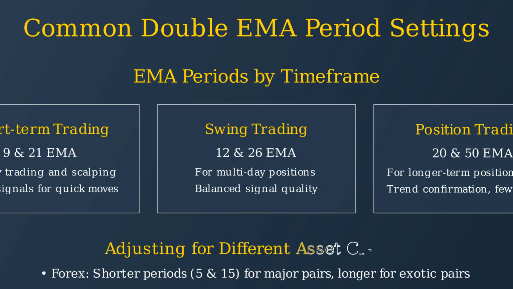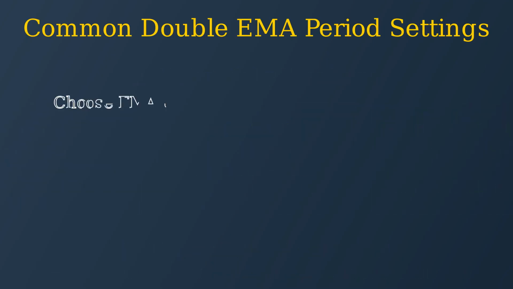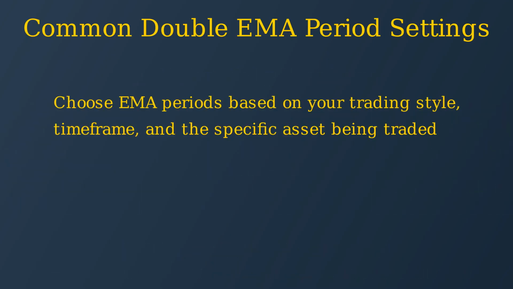Finally, consider adjusting your EMA periods based on the specific asset class you're trading. Forex pairs, stocks, and cryptocurrencies each have different optimal settings. Remember to choose your EMA periods based on your trading style, time frame, and the specific asset being traded. The right combination will help you find the balance between responsiveness and reliability.